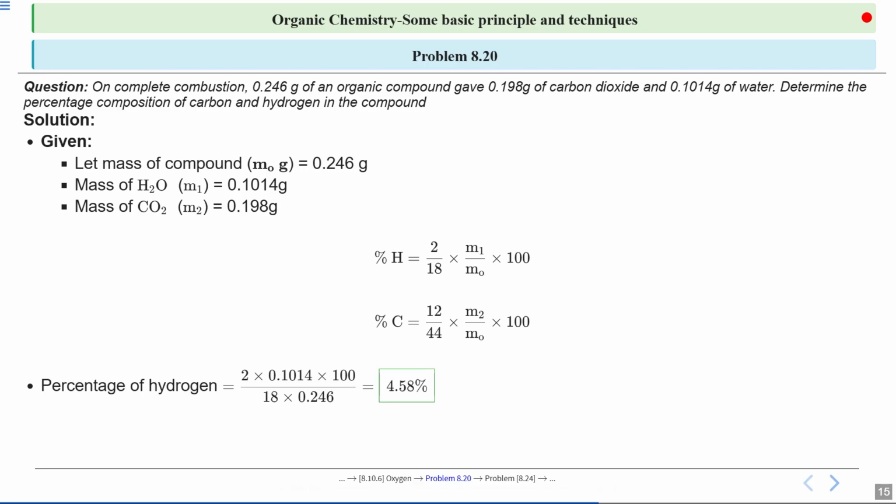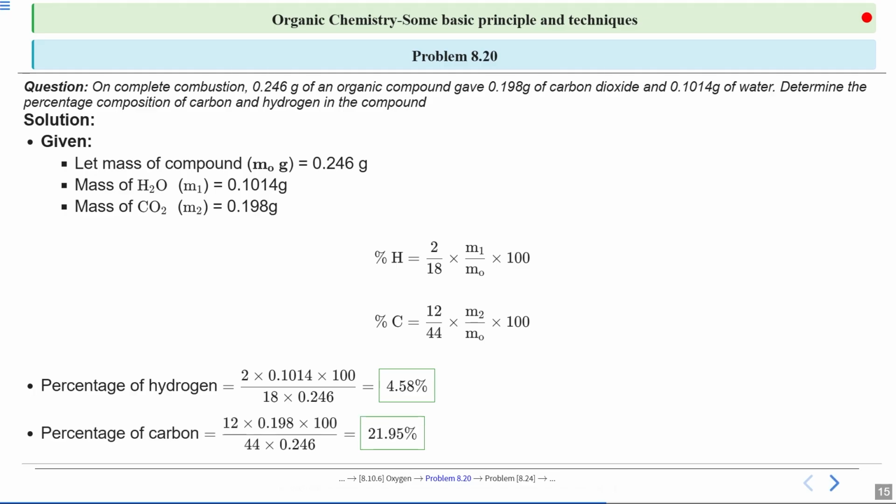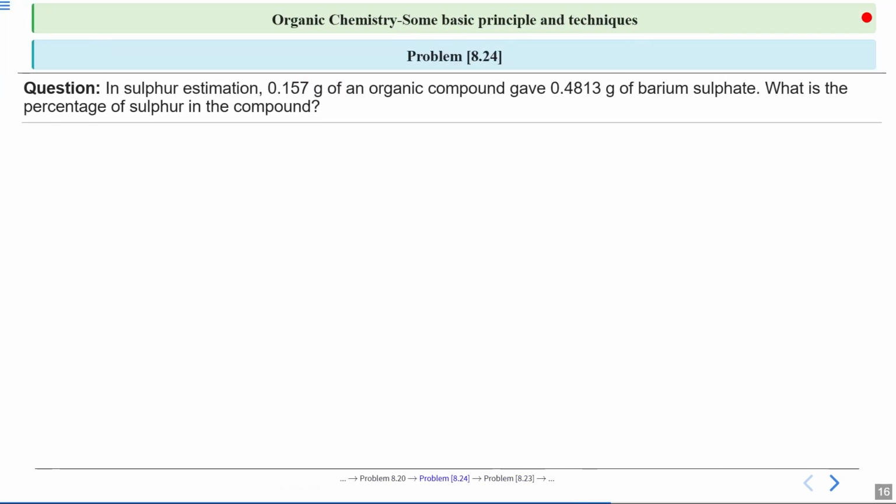If I talk about the percentage of hydrogen, we apply the formula by substituting the values into the above formula, resulting in 4.58% of hydrogen. Similarly, if we substitute the values in the formula for the second part, we will get the percentage of carbon as 21.95%. So this was our first question.